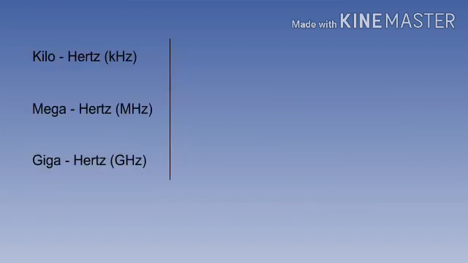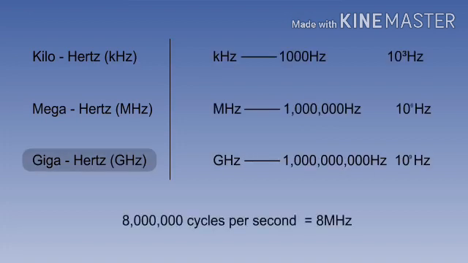Because these figures for radio wave frequencies are always so large, they are expressed in a more convenient way as kilohertz, megahertz, or gigahertz. So instead of saying that a radio wave has a frequency of 8 million cycles per second, we can now say that it has a frequency of 8 megahertz, written as you see on screen.